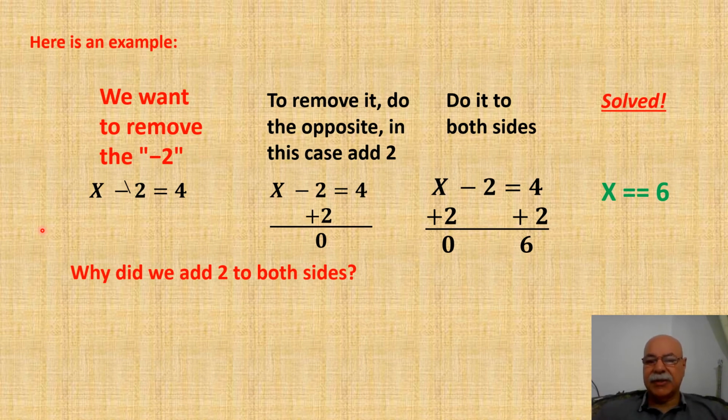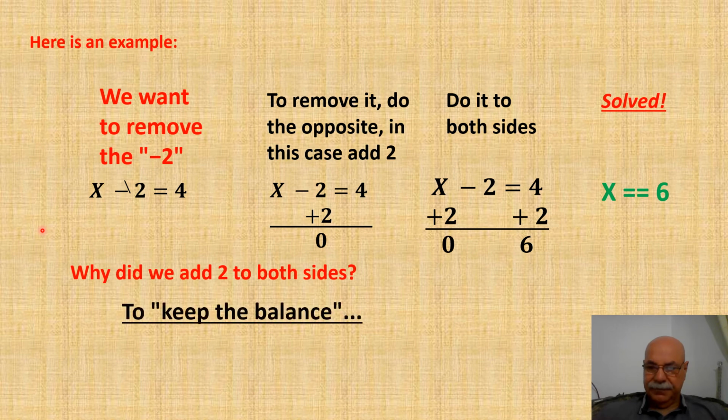Then second, in order to answer this question or try to answer it by yourself, to keep the balance. Exactly right. The algebra equation must become balanced. What is the meaning of balance? The right side equals the left side. Right side equal left side. This is the meaning of balance.